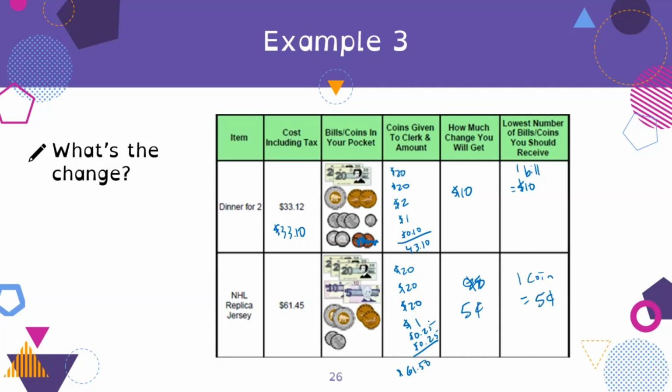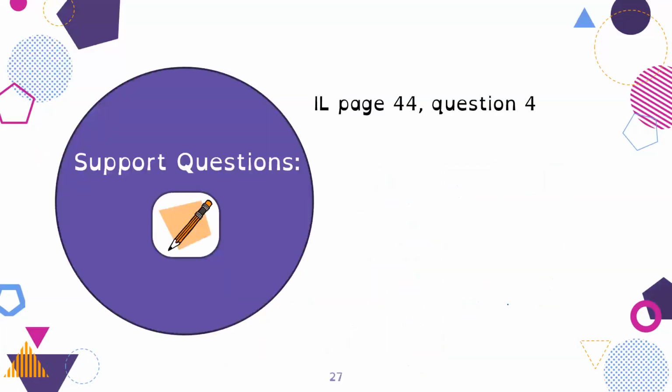So we paid 3 bills and 3 coins, and we got 1 coin back. Again, lighter load for us. So now you can do the support question on page 44, number 4.